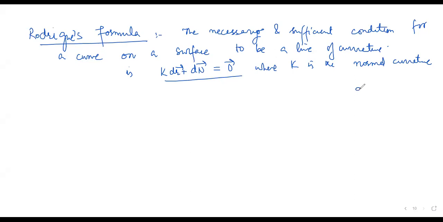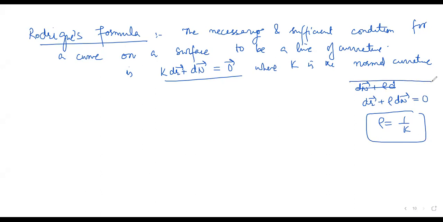Sometimes this is also written as dr plus rho times dn is equal to 0, where rho is equal to 1 by k. So rho is the radius of the normal curvature. So if it comes in this way in the exam, that is also correct, because you just have to take rho equal to 1 by k. In the proof we have to use the dot product, which we did earlier. So let the curve be a line of curvature.